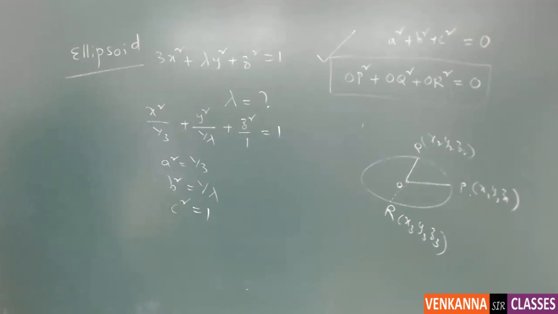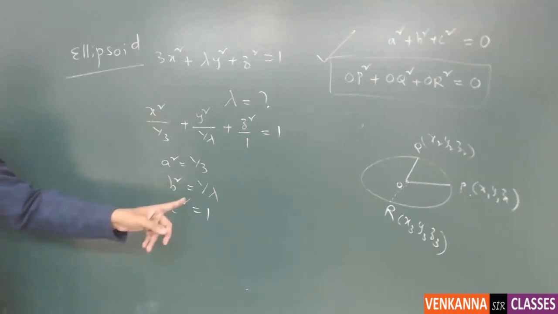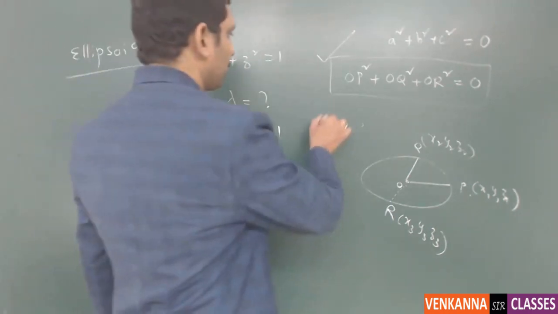What it could be? Is lambda value 3 by 4 or minus 3 by 4? Is everyone getting the context of what I am saying, how it is calculated? So lambda value is minus 3 by 4.